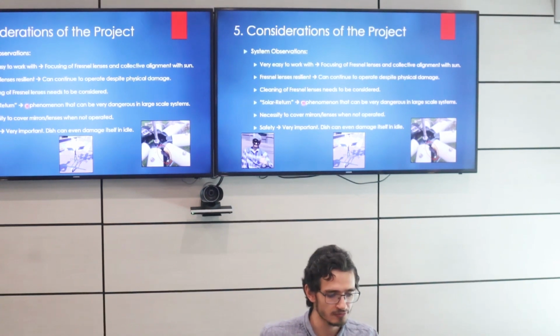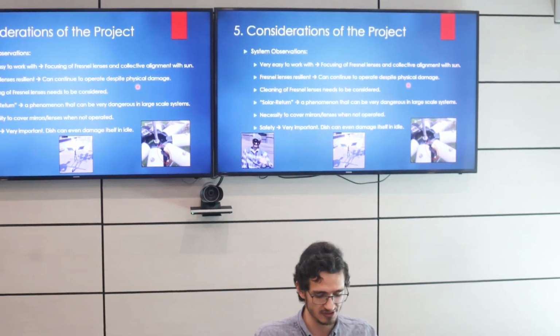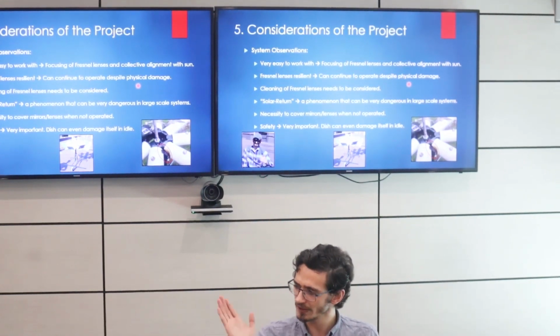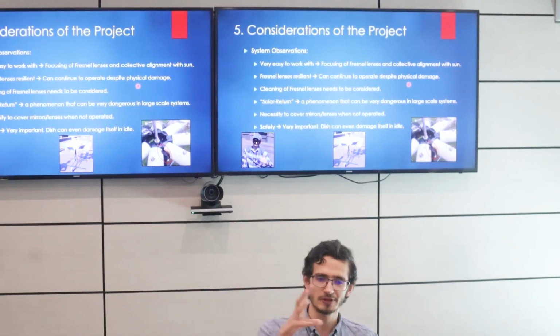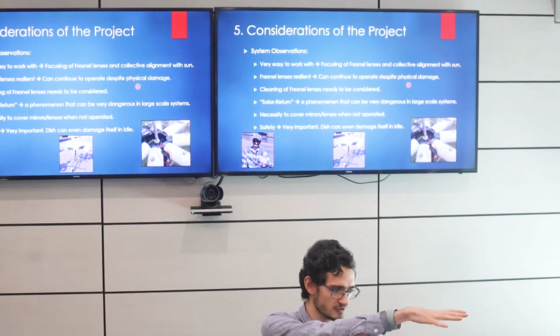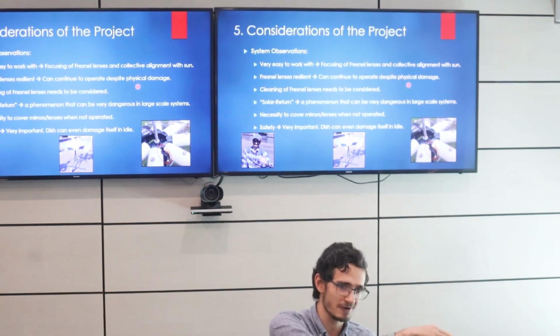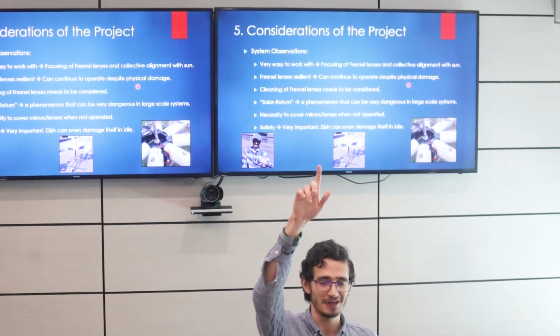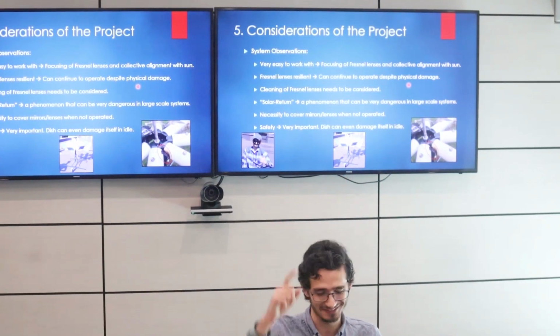But the cleaning of a Fresnel lens is something that needs to be considered specifically for future research. A specific phenomenon was also observed called solar return, where in a large-scale system, it can be dangerous if there isn't a receiver in the center. This is because the solar radiation would go to the reflector plate through the Fresnel lens, but now nothing is receiving it, so it would continue to dissipate to the other side, refocus back there through the reflector and back out into the unknown. And I experienced this when I was on the receiving end.